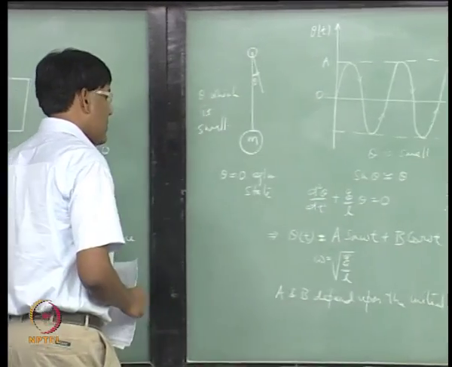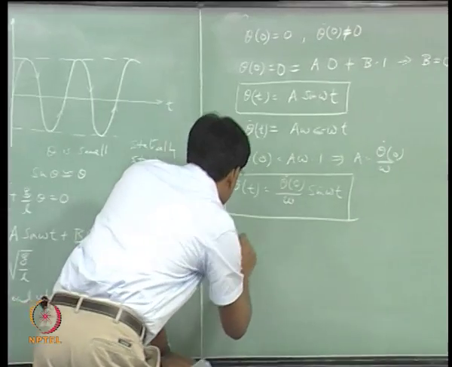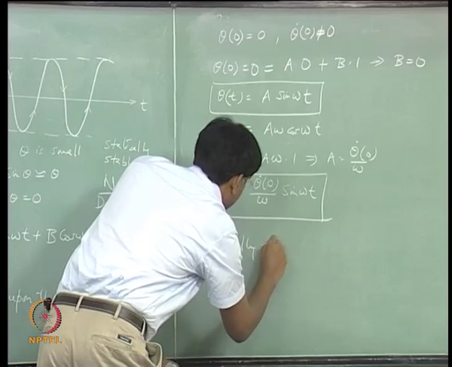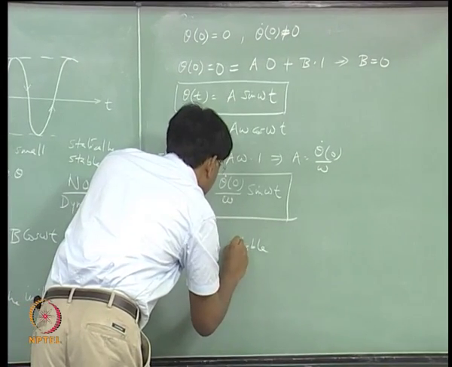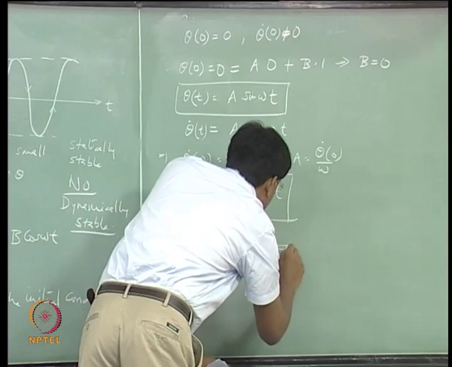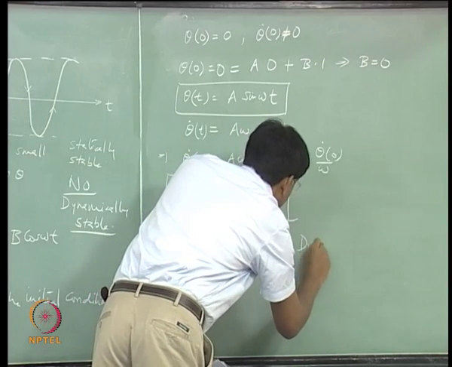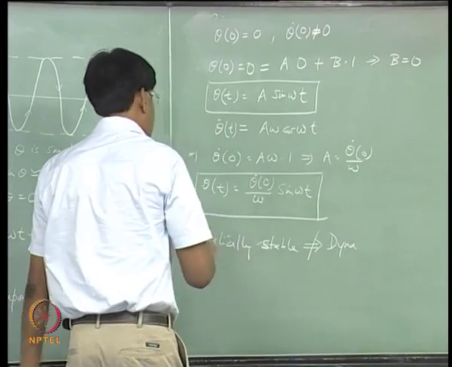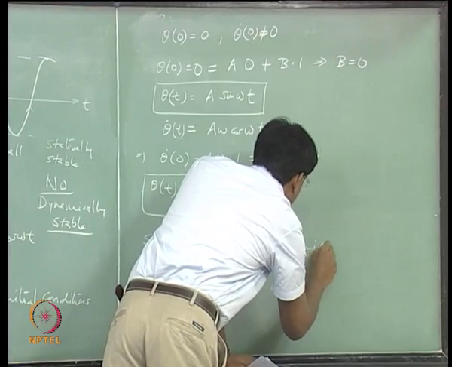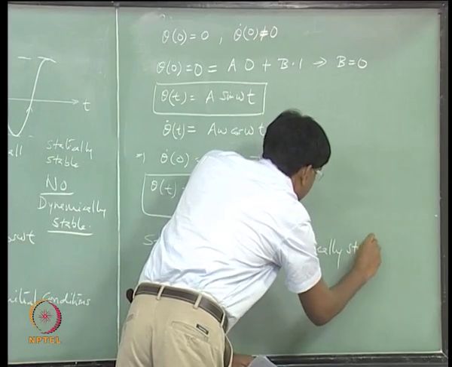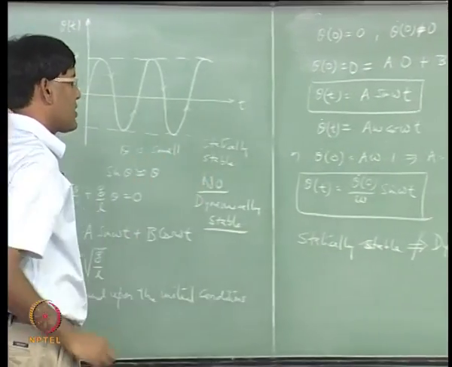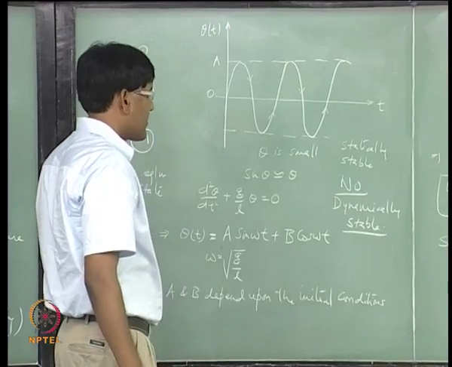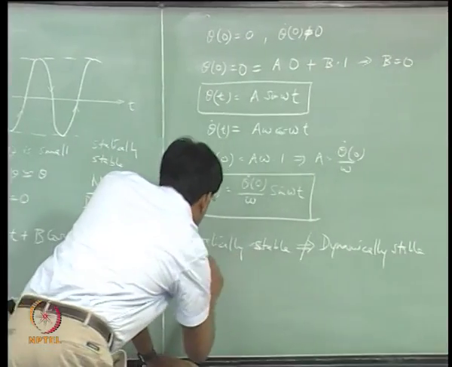So, what you can infer from here is that statically stable does not always imply that the system is also dynamically stable. This is clear from this exercise, while the other way around it is true.